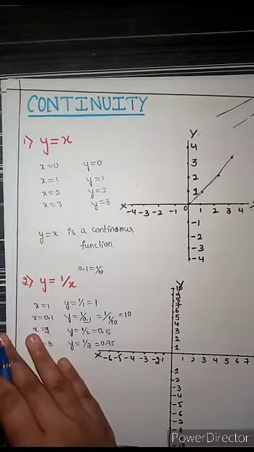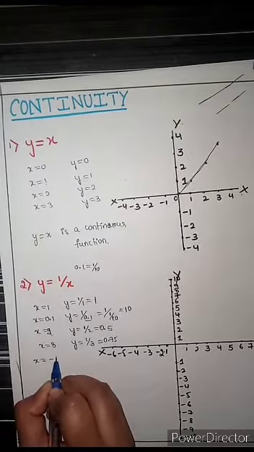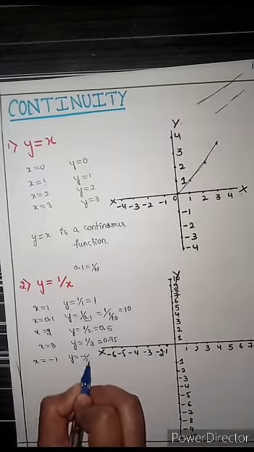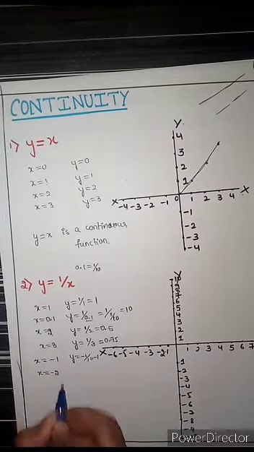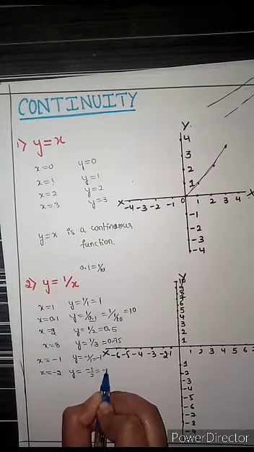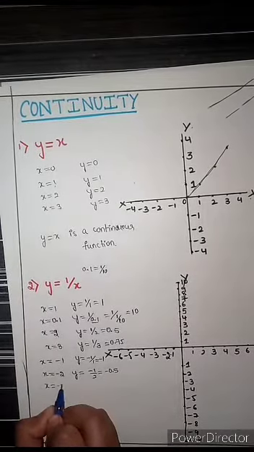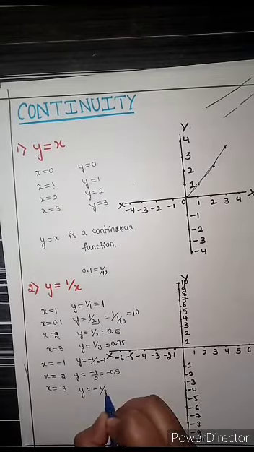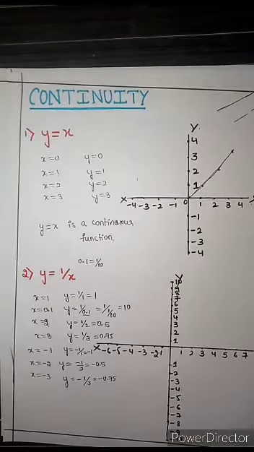And let's take some negative values also. For x = -1, we have y = -1/1, that is -1. And for x = -2, y = -1/2, that is -0.5. And for x = -3, y = -1/3, that is -0.5.